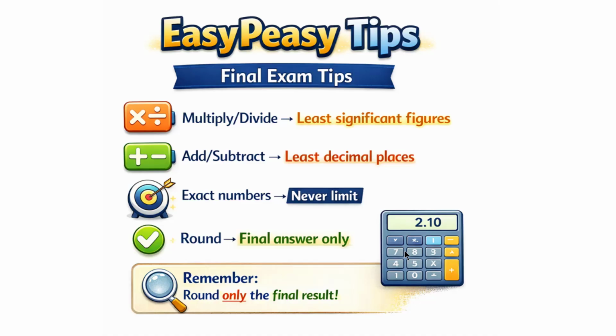Overall concept of this video, let's have some easy peasy tips for that. For multiplication and division of significant values, we will consider the least significant figures. And for addition and subtraction, we'll talk about least decimal places. The exact number is not going to affect the significant number. And rounding will only be done to the final answer.